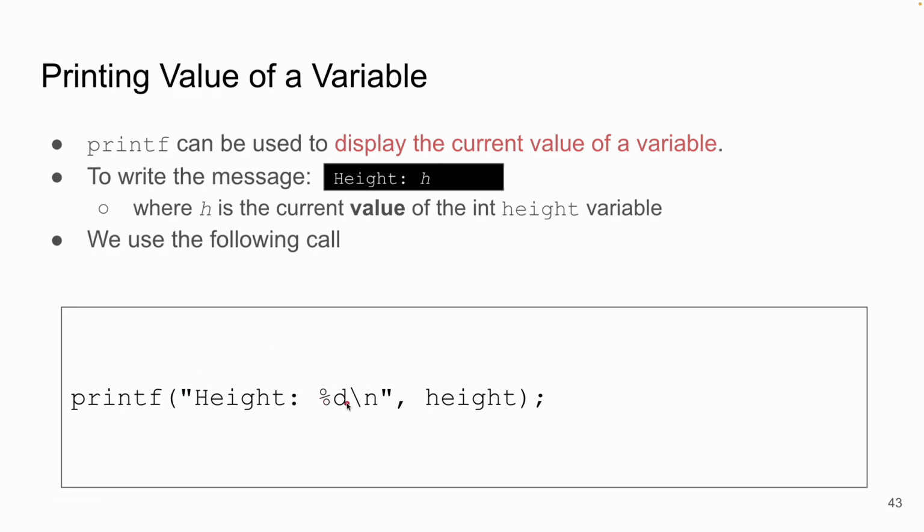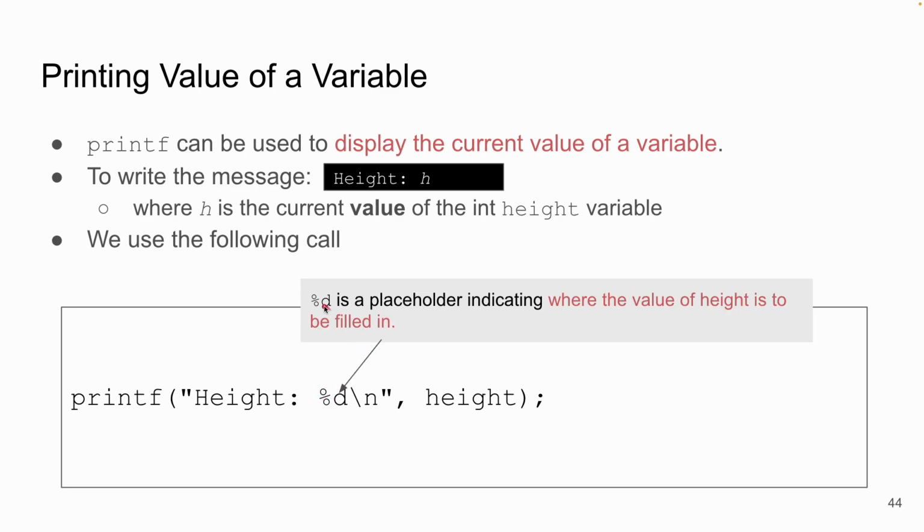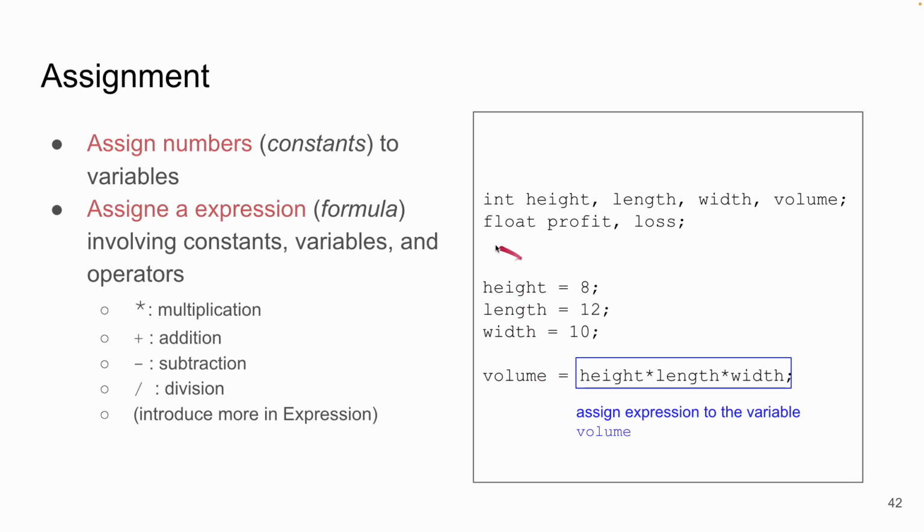The next thing is a special thing, that is a percent symbol and d. The percent symbol and d is a placeholder. It's a special symbol that tells C that this is where the value of height will be filled in. So you can see that we have the %d here, and then I have a backslash n and then finish the string here. And what is new is that we have height here. That means that this height is the integer we have here.